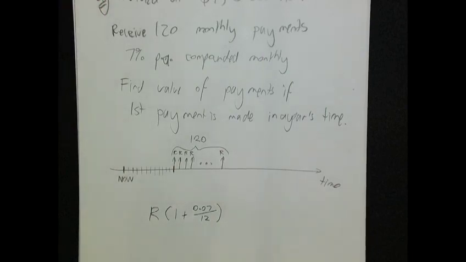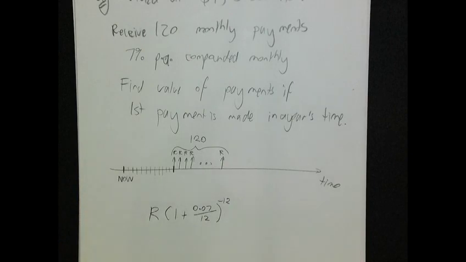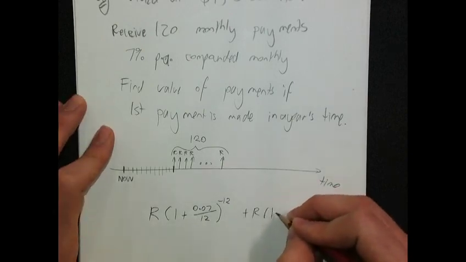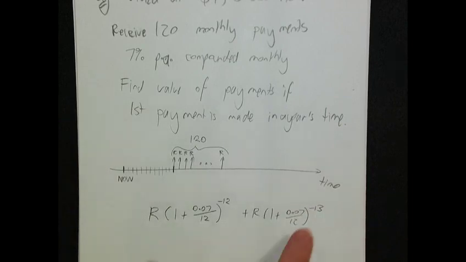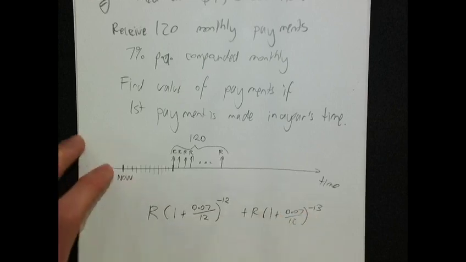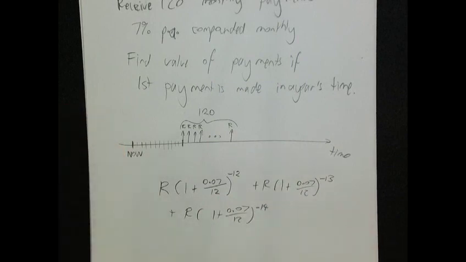Normally when you go into the future, when the money grows, you multiply by this thing several times. It'll be whatever to the 12 if I was making it bigger. But I want to make it smaller, so I'm going to divide it by 12. So that's the first payment. And then the next payment is 1 month further into the future, so it's going to have to be divided by 13 because it's 13 months in the future. And the next payment is 14 months into the future, and so on until I get to the last payment, which is 12 and 119 months into the future.